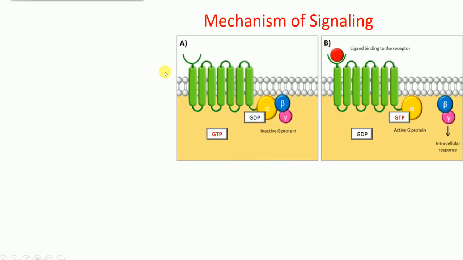Now the most important thing: how does signal transduction occur via a G protein coupled receptor? This is what I'm going to discuss here. The G protein coupled receptor in the inactivated state looks like this. When there is no ligand bound, we have the G protein coupled receptor, and this is the G protein. If you look carefully, the alpha subunit is bound to GDP, guanosine diphosphate, in the inactivated state. So in the inactivated state, the G protein is bound to GDP.